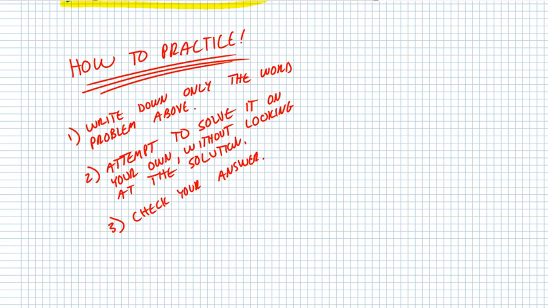How would you practice this? Write down the word problem from above, attempt to solve it on your own without looking at the solution, check your answer.